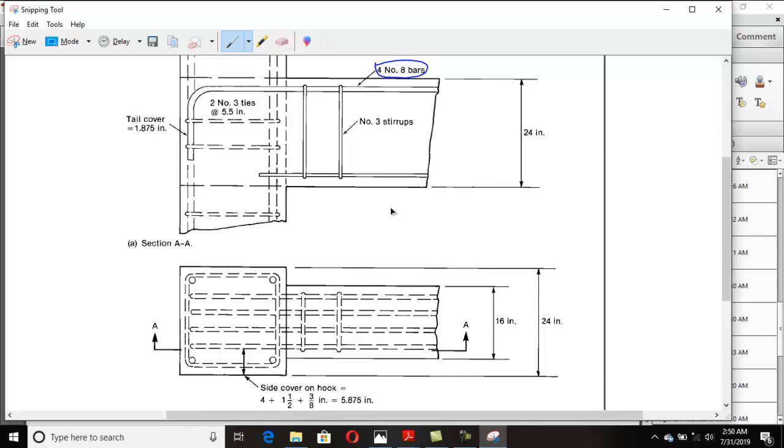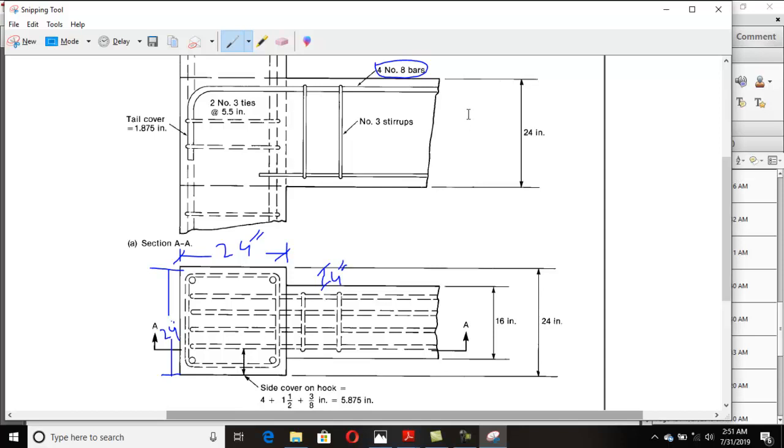So basically you see that the dimension of the column is given, that is 24 inches. So this is 24 inches and this is also 24 inches. This is a square column, 24 by 24 inch, and you will see that the beam is 16 inch, so there is offset. This offset will be how much on both sides? 24 minus 16, that is about 4 inches.